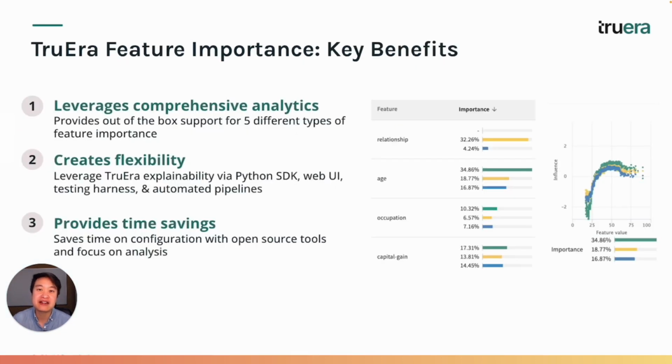Truera provides differentiated explainability through feature importance. We provide out-of-the-box comprehensive tooling when it comes to understanding features across models, segments, and projects. We also provide the flexibility that users need to look at features via SDK, our UI, and if preferred, a built-in automated pipeline. Lastly, it provides the time savings that users need when it comes to focusing more of their time on analyzing the models instead of spending so much time on configuring each open source tool.